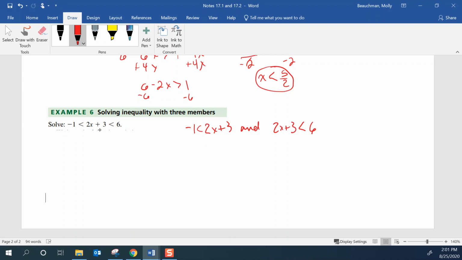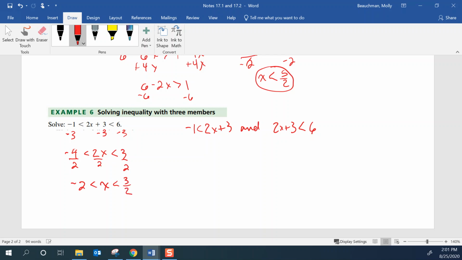Okay, so if we solve it as a single expression, we subtract 3 from each component. So we get negative 4 is less than 2x is less than 6 minus 3, which is 3. To get x by itself, we divide by 2. We divide every part by 2. We get negative 2 is less than x is less than 3 halves.